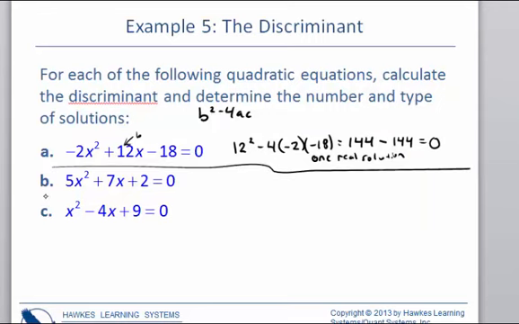All right, let's look at part B. Same thing, we're going to plug in b squared. So b is the 7, minus 4 times the a, which is 5, times 2, which is the c. So we have 49 minus 4 times 5 times 2, which is 40. And so we get a positive number, 9. So remember that if your discriminant is positive 9, you have two distinct real solutions.